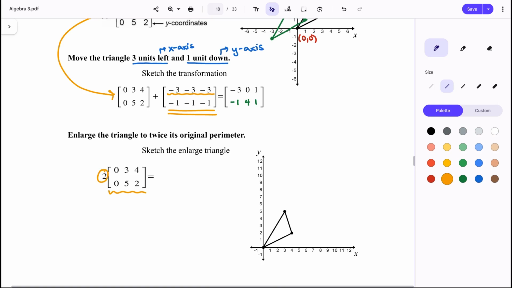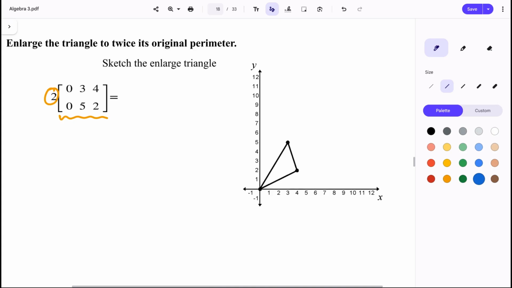So I put a 2 out on the front. Remember what we did yesterday with the scalar, is we just take that 2 times everything inside the matrix. So what would be my new matrix if I multiply all those numbers by a 2? 0, 6, 8, 0, 7, 4. Good. And then you would just graph those. So you can see that's a dilation. It did get bigger.